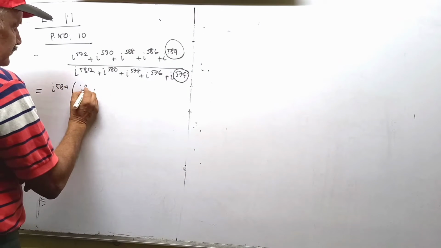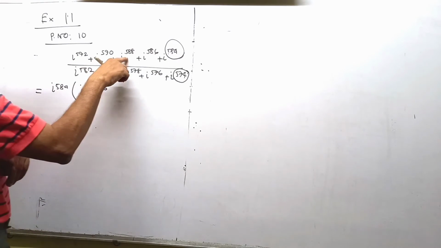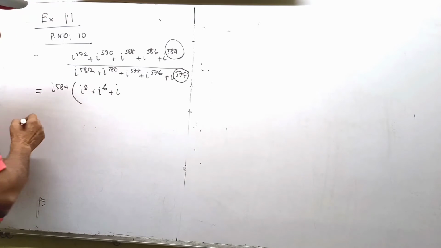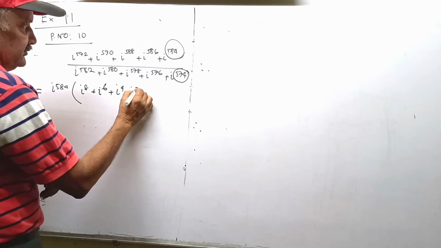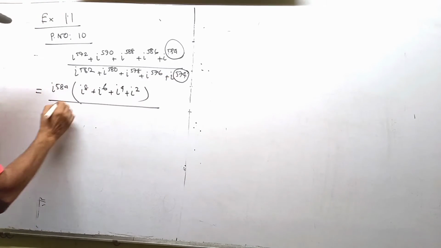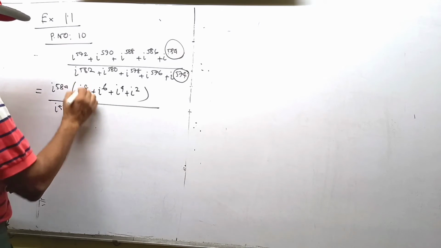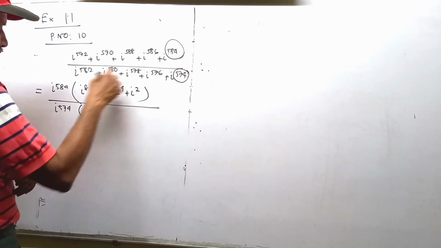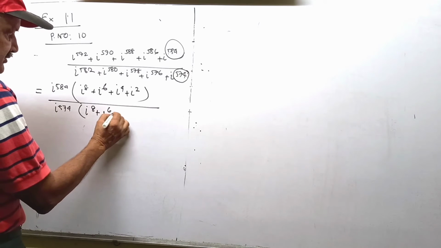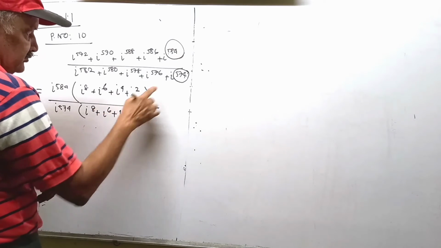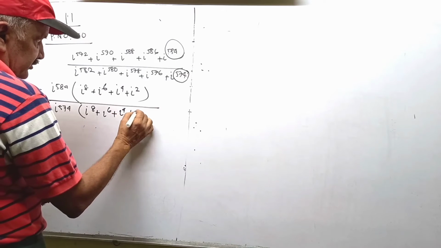Next, i to the power 6. Next, i to the power 4. Next, i to the power 2. Here also, i to the power 574. Hence, we are getting here 8. Next you write i to the power 6, i to the power 4 and i to the power 2.